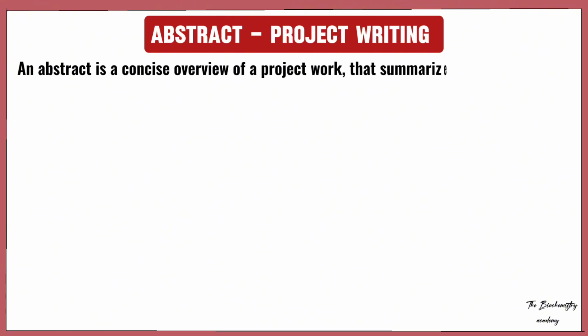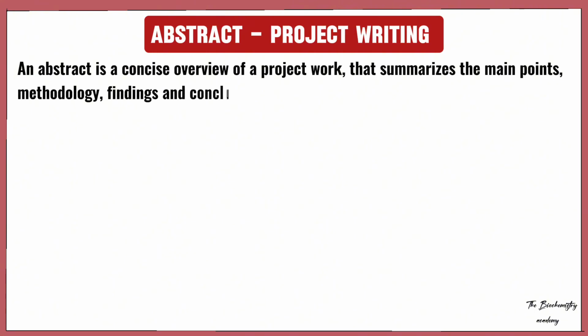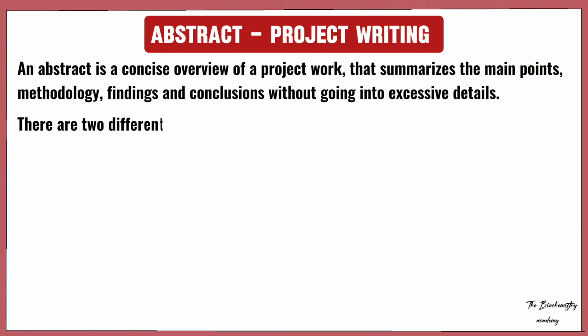In today's video, we'll talk about abstract. Now, an abstract is simply a concise overview of a project work that summarizes the main points, methodology, findings, and conclusion without going into excessive details. Now, an abstract briefly summarizes the research project by stating the problem, the methodology, the key findings, and then the conclusion. Now, there are two different ways to write an abstract of a research work.